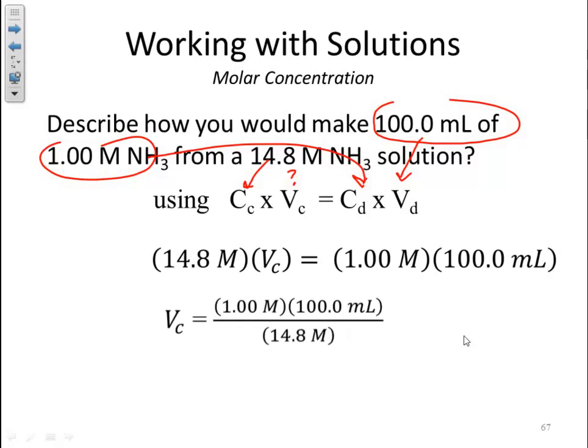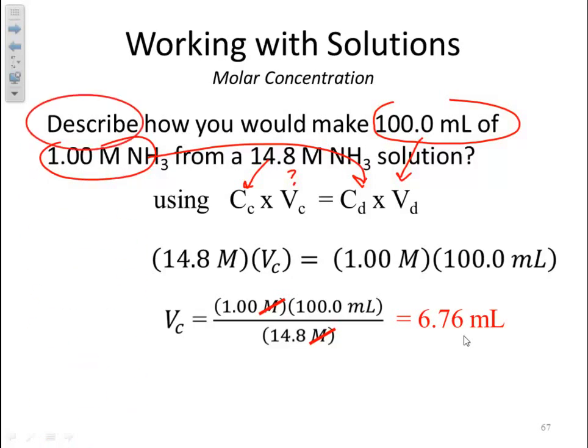Solve for VC. So I get 1 molarity times 100 milliliters divided by my 14.8. Set up so that my molarities cancel. So long as it's the same units, it'll cancel. That tells me my volume is 6.76 milliliters. However, that doesn't answer the question.